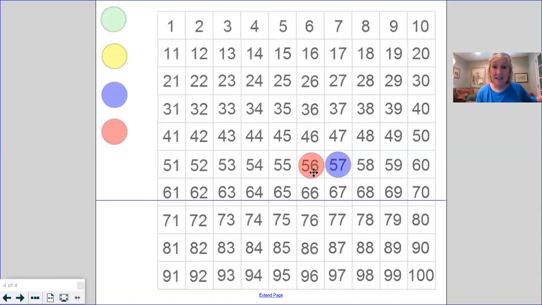One less than a number on the hundreds chart, I just move back to the left. So I'm going to use yellow. One less than 56 would be 55.